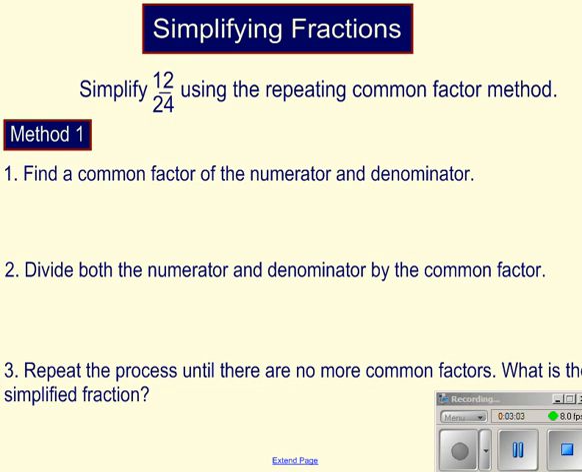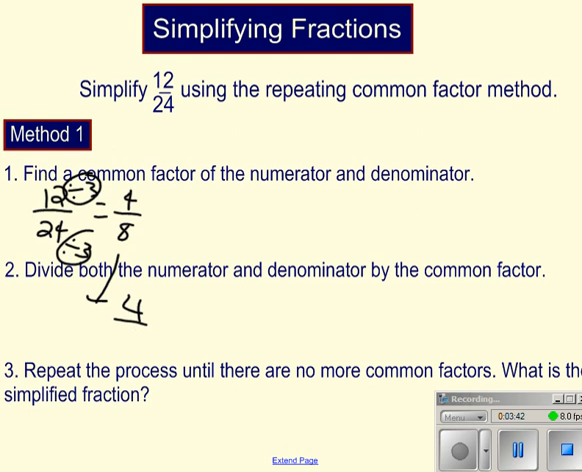All right, so the first thing we're going to do is find a common factor of the numerator and denominator. In this case, we could use 2, we could use 6, we could use 3. There's a lot of them. So depending on which one you chose, let's say I'm going to do 3. So I would take the numerator, divide by 3, and the denominator, divide by 3. 12 divided by 3 is 4. 24 divided by 3 is 8. So I get 4/8.